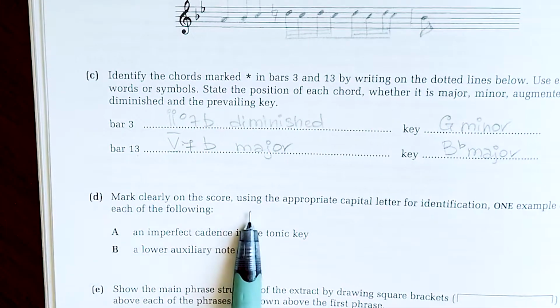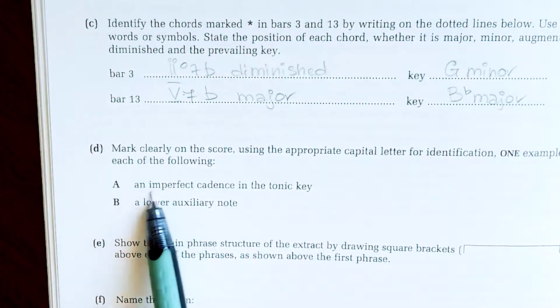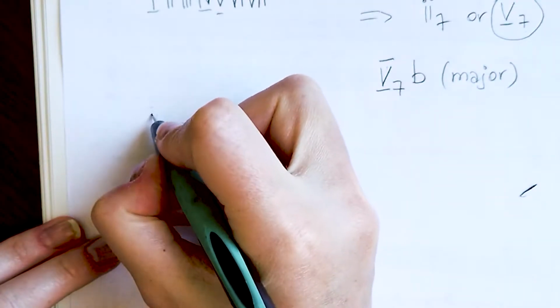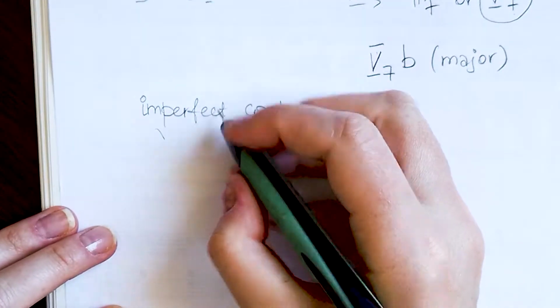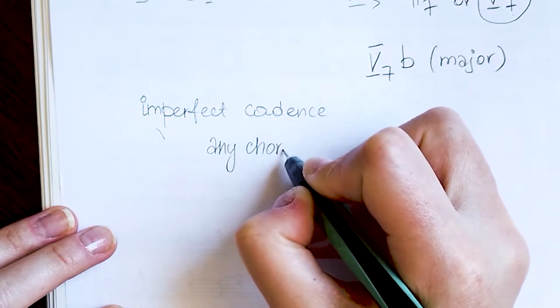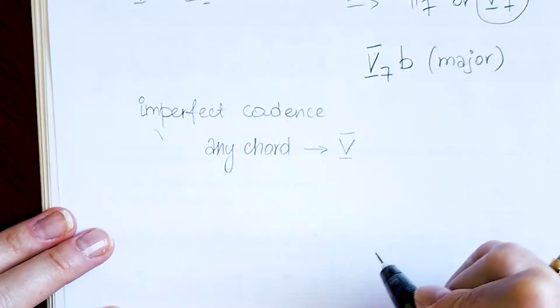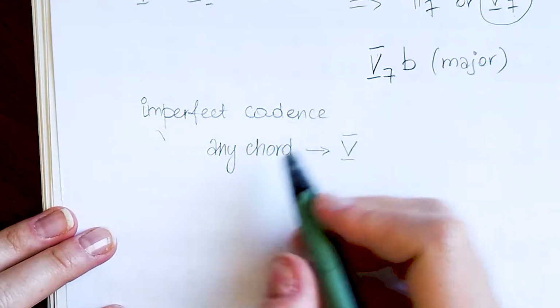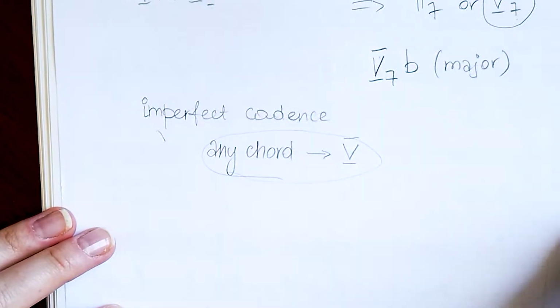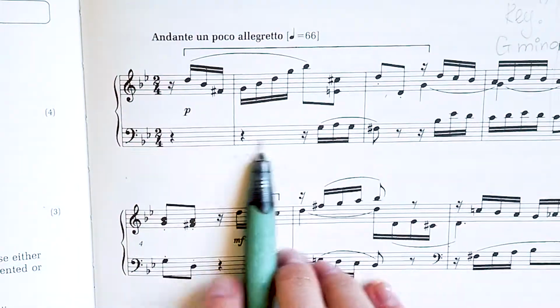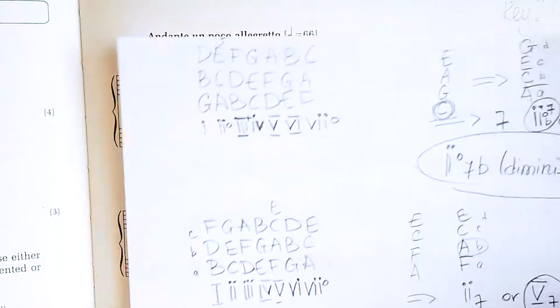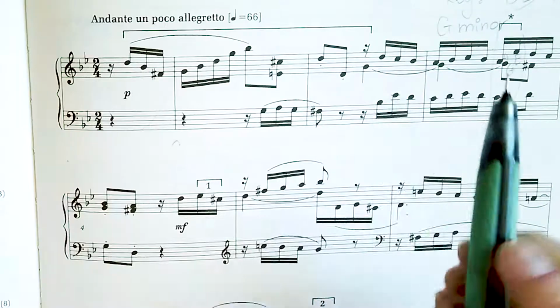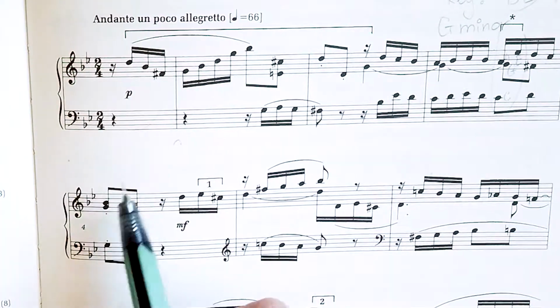Okay, so the next is we have to find with you the imperfect cadence in the tonic key. So imperfect cadence, I just want to remind you that an imperfect cadence is joined between any chord going to the fifth. So we have a resolution to the fifth. Okay, so let's try with you to find it somewhere in the notes. So let's take with you from the beginning. At the beginning we had G minor, and in G minor the fifth is the note D. Yes, so the fifth is the note D, and we're looking for the D note in the bottom one.